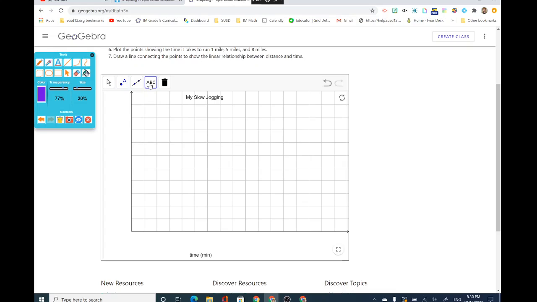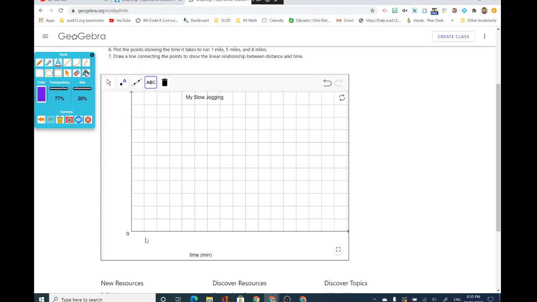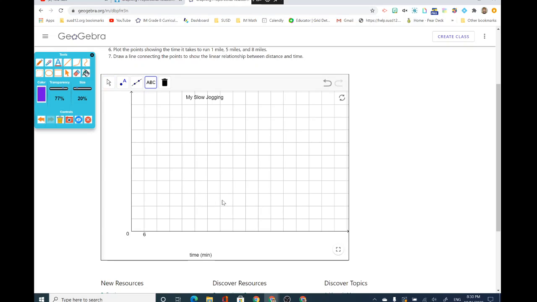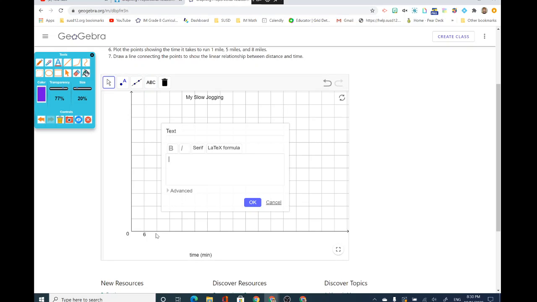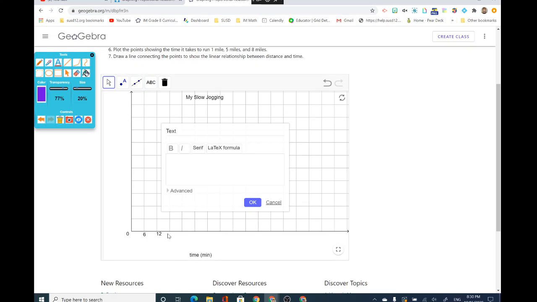Oops, not that one, this one. Here it is, text tool. And then scale it. Remember, this is 0. And this is 6 minutes. So this is going to take a while, but you need this practice so that you really understand how to do the scale on a graph.